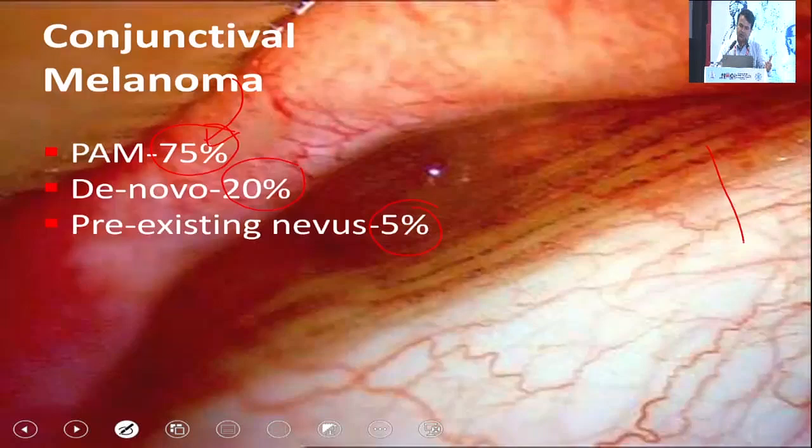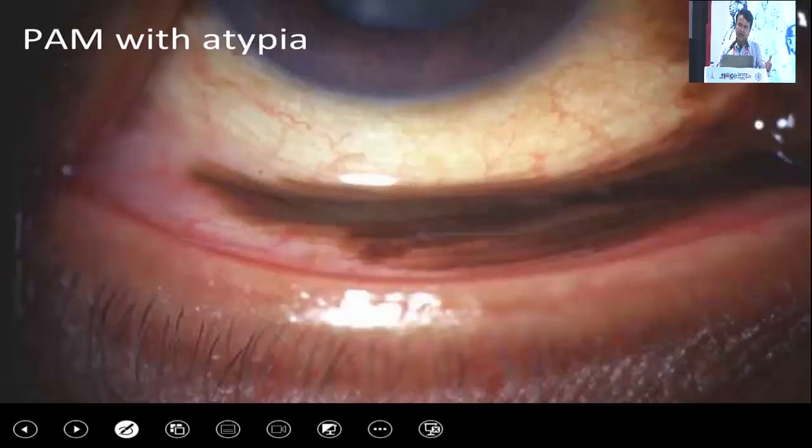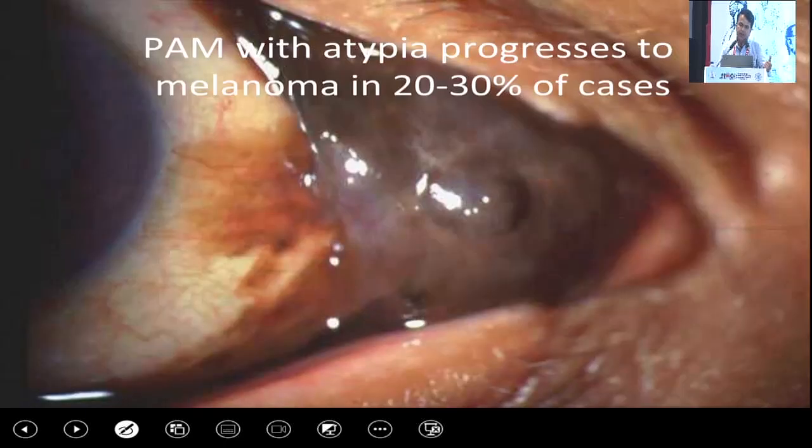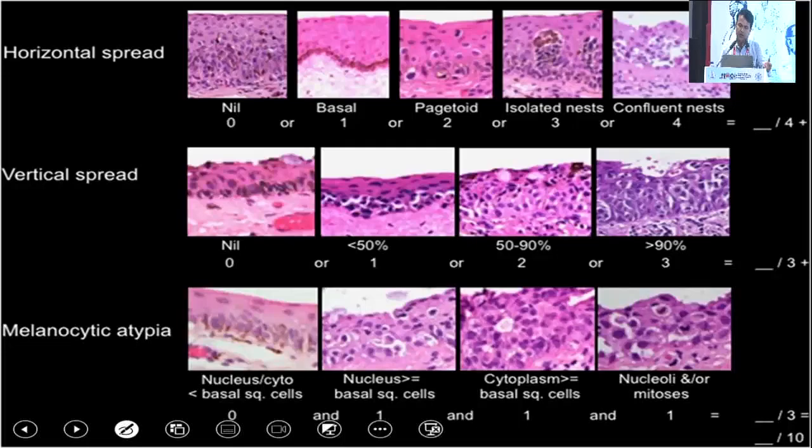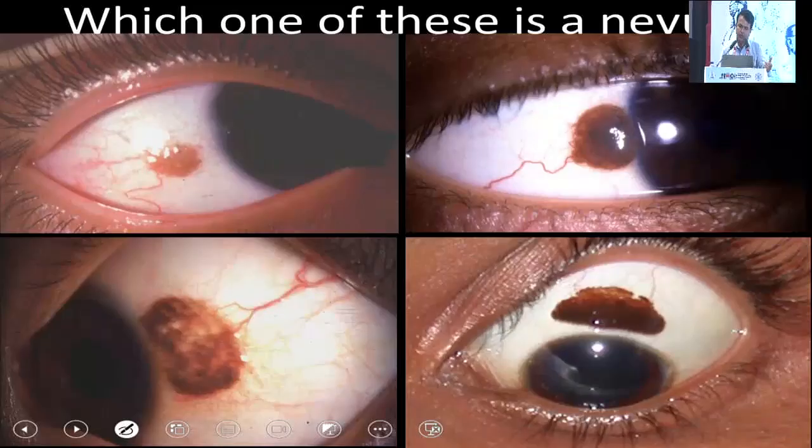This is a patient who has a perilimbal PAM and this nodule is a melanoma that is arising from it. This patient has an inferior perilimbal PAM and that nodule is a melanoma. So PAM can definitely give rise to melanoma. This is a patient with extensive PAM and you can see a melanoma popping out there. This is a different way of classifying PAM which I will not go into.